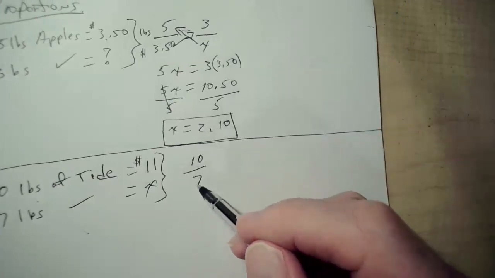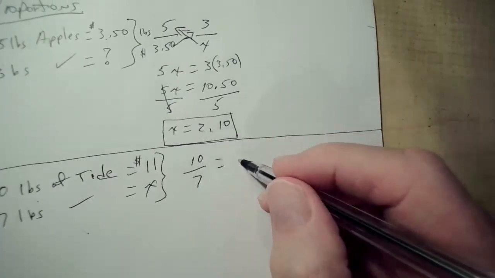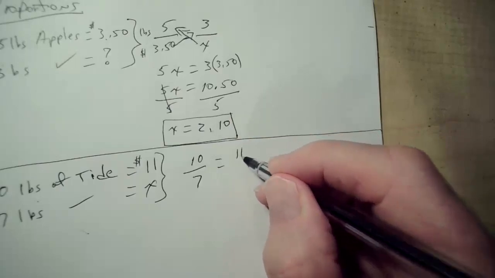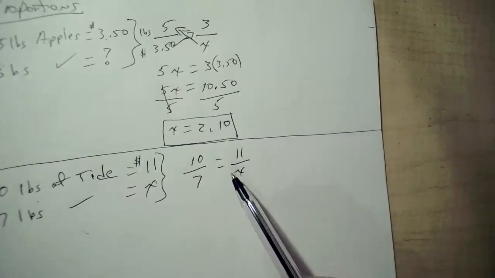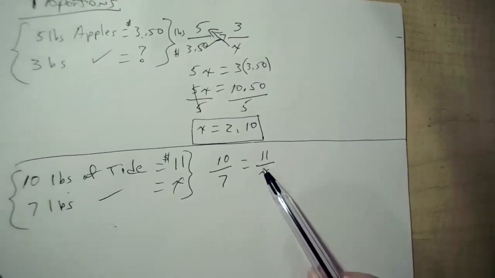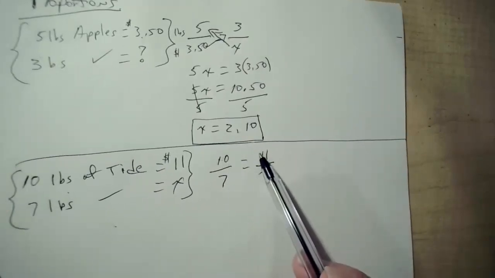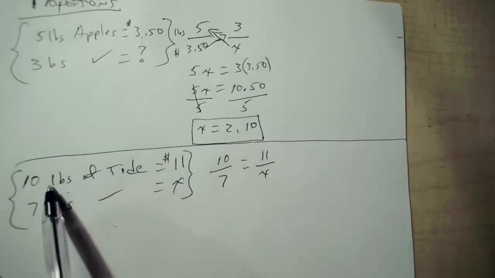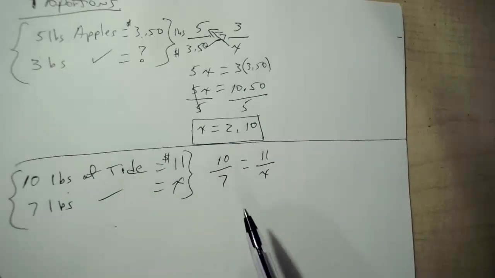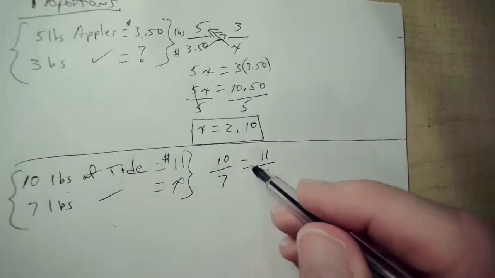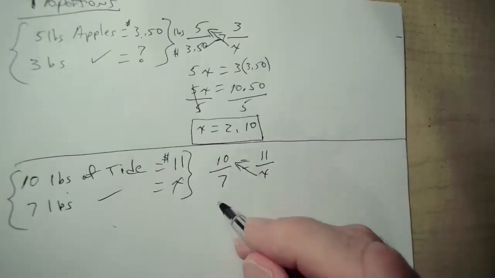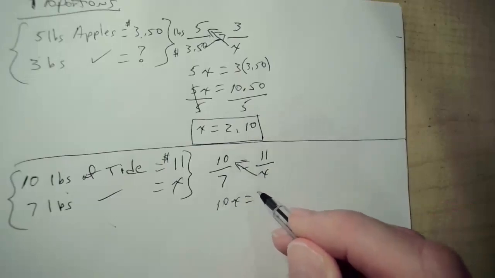10 pounds is to 7 pounds, as now we're going to do the dollars, 11 is to how much? Now the one thing you can't do is 10 pounds is to how much. You have to be consistent here with how you do this. You have to do it the same way each time. Again, we cross multiply.